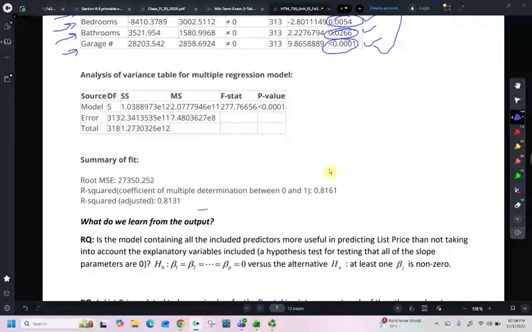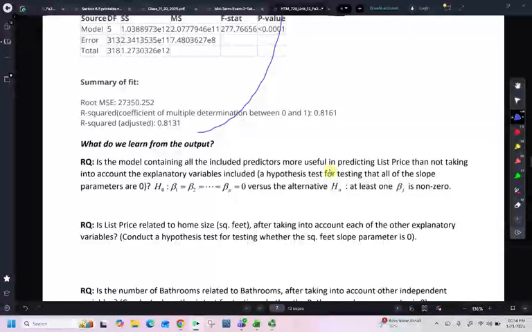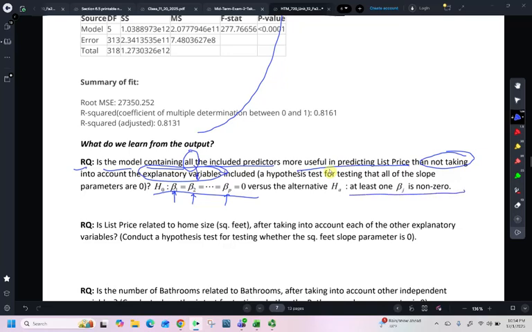So what do we learn from this output? If the research question is whether the model containing all the included predictors is more useful in predicting the list price than the scenario where we don't consider any of the measurements collected on the explanatory variables, the answer to that question is nested in a hypothesis test. We're going to test hypotheses regarding all of the regression slopes at once, versus that at least one of them is not zero. If at least one of them is not zero, it means not zero relevance.